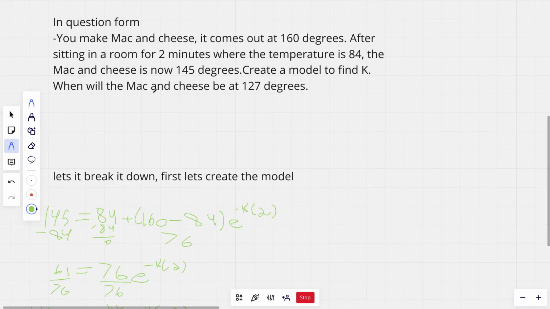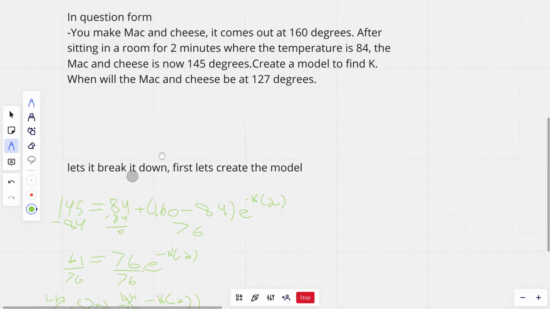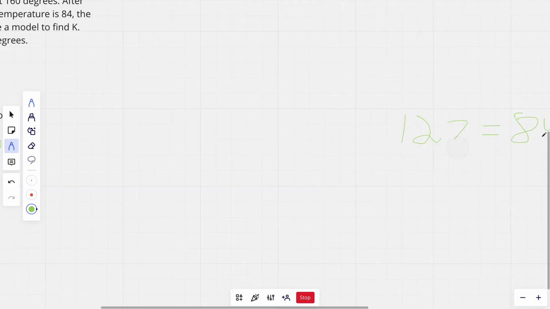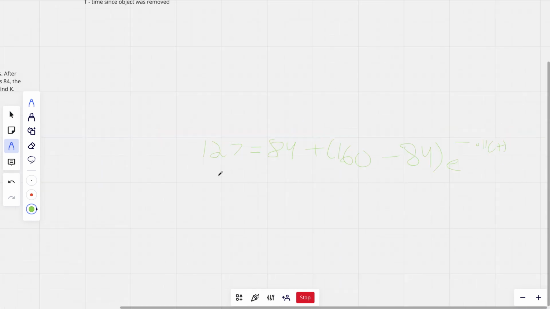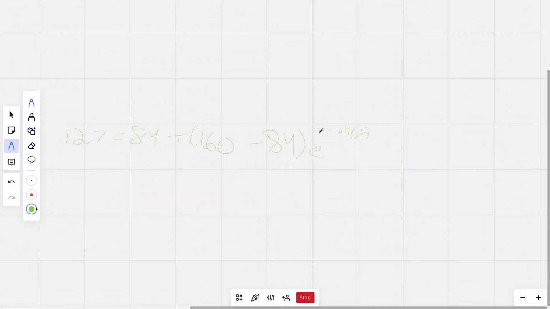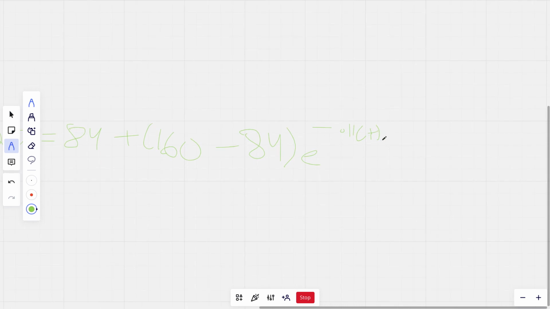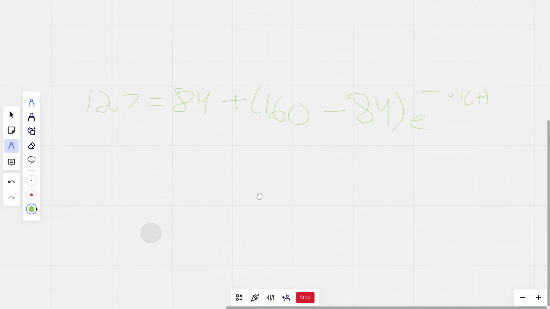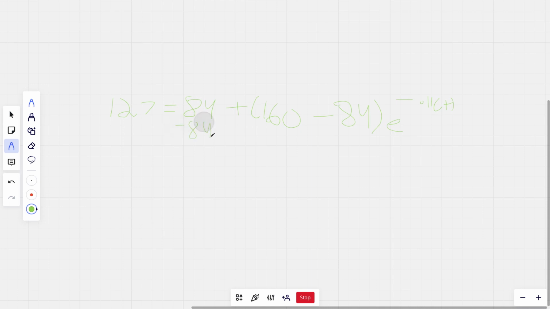And now to find when the mac and cheese will be 127 degrees, you now use k to find t, and right here I wrote down the equation already. We're substituting 127 for 145 because we're trying to figure out when it'll be 127, and since we have k, you put it in already, and now we're trying to find t, so we're trying to find out when it's going to be done. And this is the same scenario. You subtract 84 from 127, which gives you 43. And obviously we already know this is 76 e^(-0.11t).